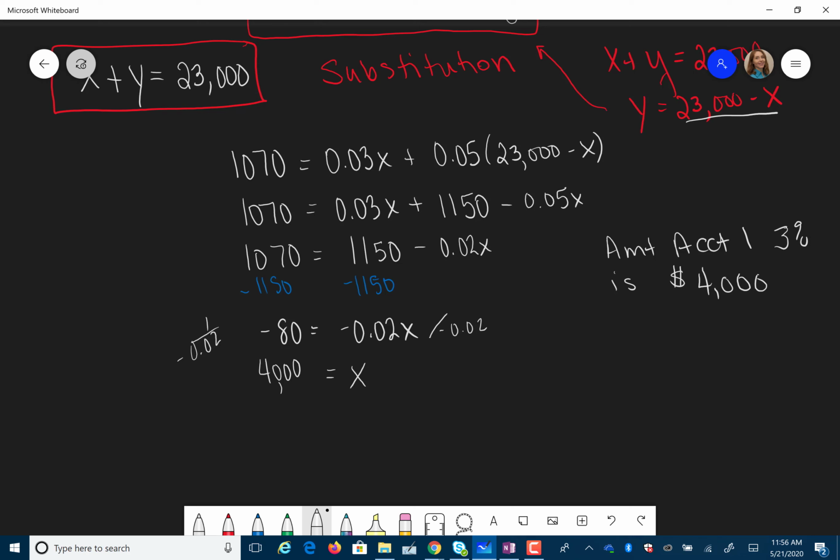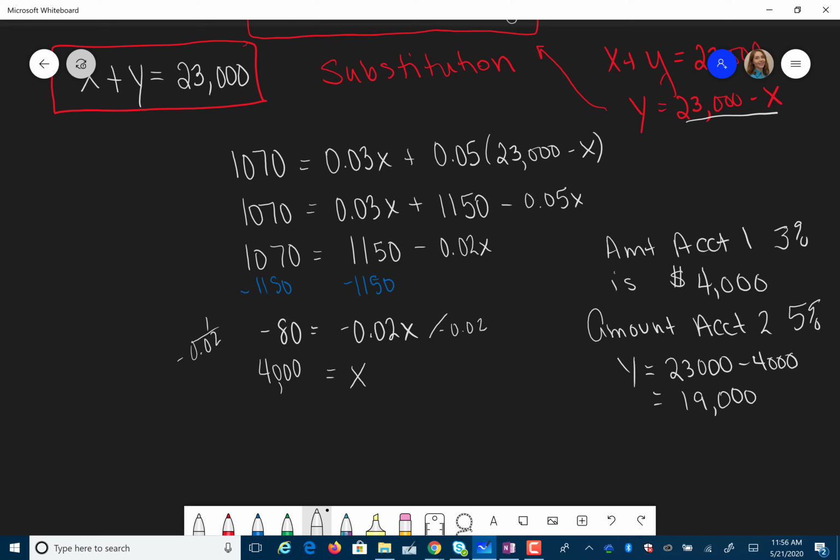So how much is in the other account? So the amount in account 2, and that was the one that was paying 5%, we'll use that original equation that y was 23,000 minus x, which in this case is 19,000. So our second account is going to have $19,000 in it.